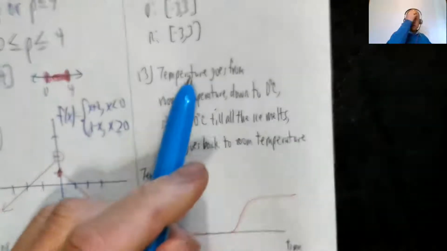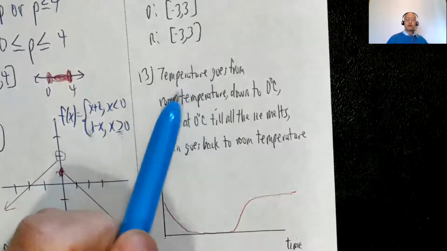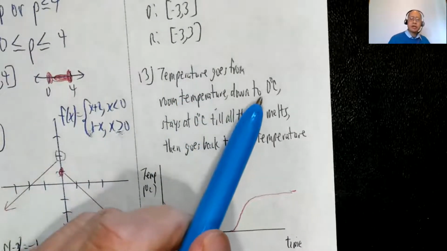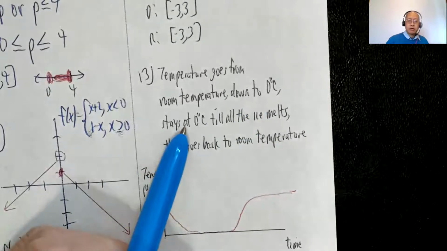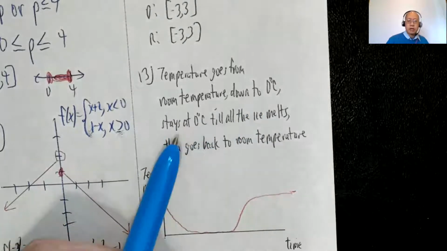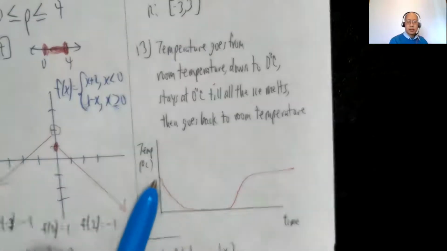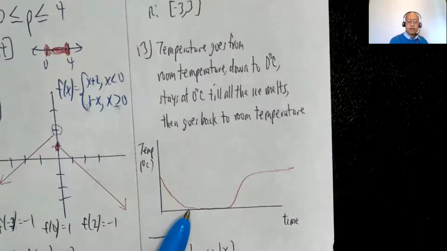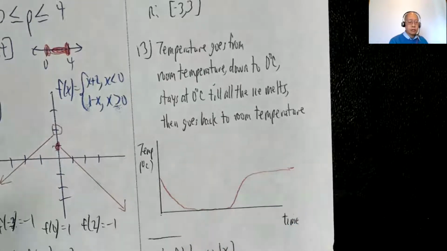So you've got ice inside a glass of water. So the temperature goes from room temperature down to 0 degrees C. And then as the ice melts, the water stays at 0 degrees C until it's all melted. And then it goes back up eventually to room temperature. So here's a rough sketch. Goes down to 0 degrees C, freezing point of water. While all the ice melts, it stays at 0. Then it goes back up and then it eventually equilibrates to room temperature.